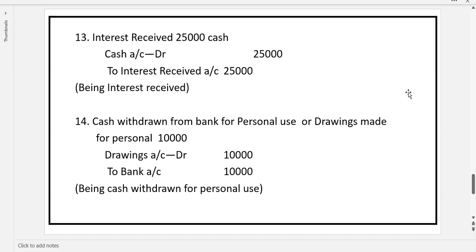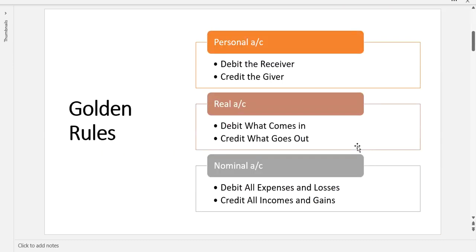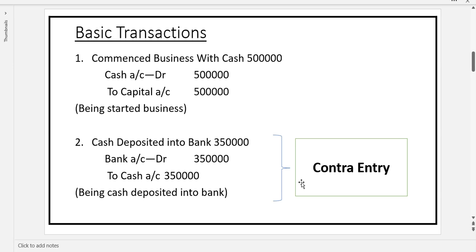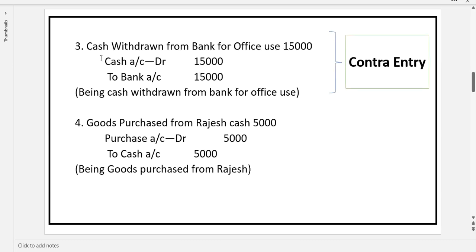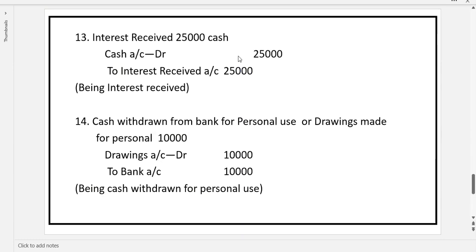Coming to the next one. Cash withdrawn from bank for personal use or drawings. See, observe the difference between these entries, guys. Cash withdrawn from bank for office use, and cash withdrawn from bank for personal use. The difference is personal use and office use.